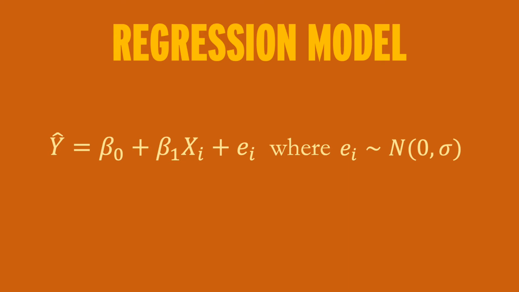Notice on the very far right you see ei tilde N with 0 and sigma in parentheses. It's all very confusing. But what we do is we read this as ei is distributed normally with a mean of 0 and a standard deviation of sigma. That tells us how well our mean measures our outcomes.